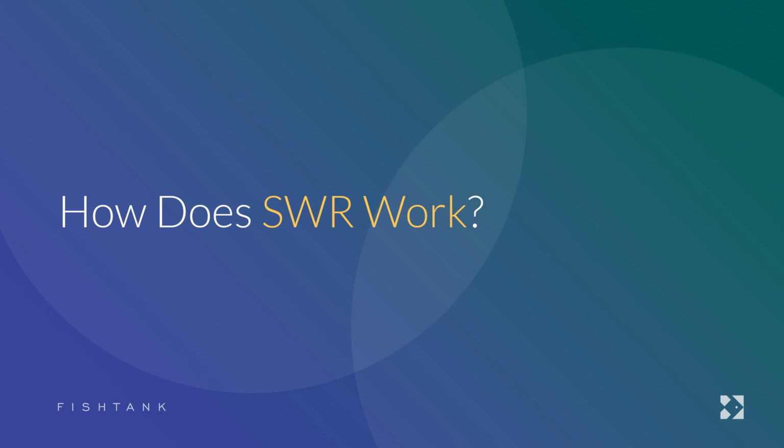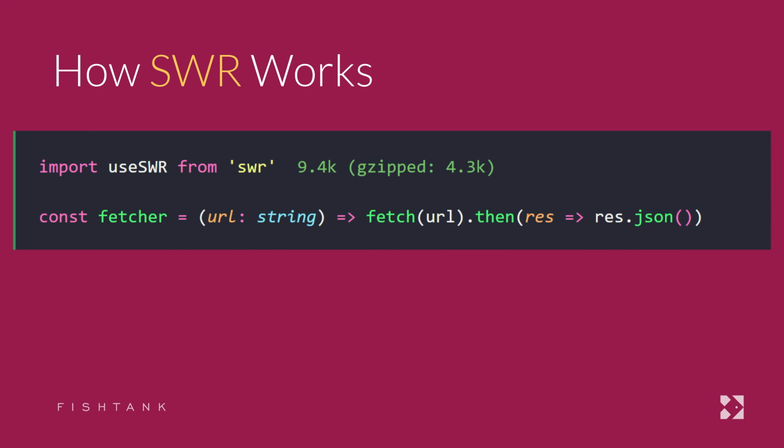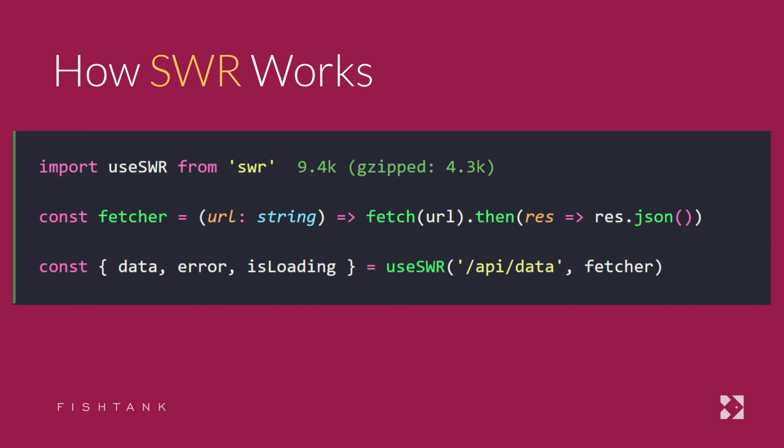So how does SWR work? It's actually pretty simple. First, we just need to import SWR from the npm package, and then we can create our fetch function. So I'm just going to use a generic one-line REST fetch function here as an example, but the function can be as complex as you want, and you can use REST or GraphQL. Like I said before, you're not limited on what you can use, so it can be any kind of function.